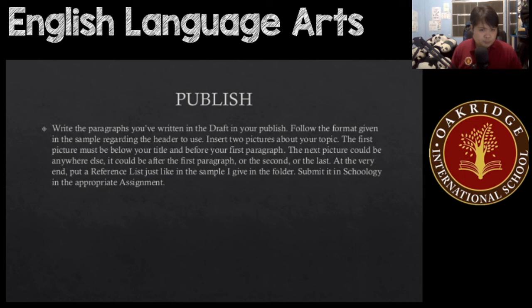Very important. 2 pictures. The first picture must be below your title and before your first paragraph. Your title could be your question or the main thing you're talking about. So for me, for example, are giant pandas still endangered? Can be like that. After that title and before your first paragraph, you put there a picture. For me, in your sample, you'd see it's a picture of a panda. The next picture could be anywhere else. It could be after the first paragraph, after the second, or even after the last paragraph.